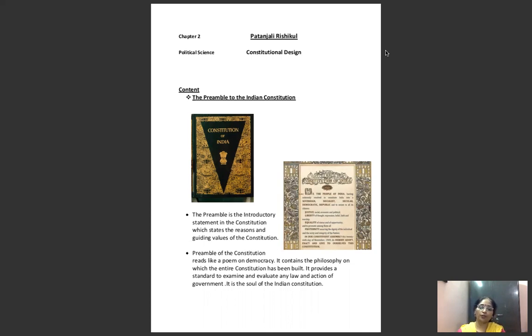Preamble of the Constitution reads like a poem on democracy. It contains the philosophy on which the entire Constitution has been built. It provides a standard to examine and evaluate any law and action of the government. It is the soul of the Indian Constitution. That is the importance of preamble.